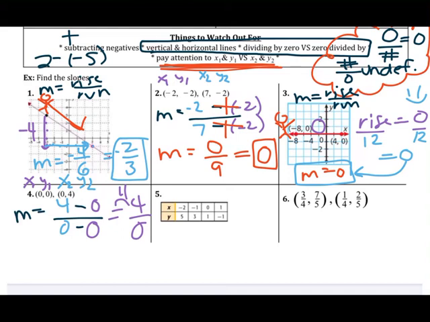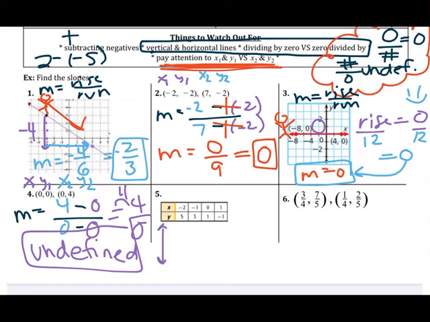This is not okay. I cannot divide 4 by 0. So my answer is not that the slope is 4 over 0. My answer is that the slope is undefined. What that means is we would have a vertical line, and this sad little stick figure would be falling, and we would be so sad.